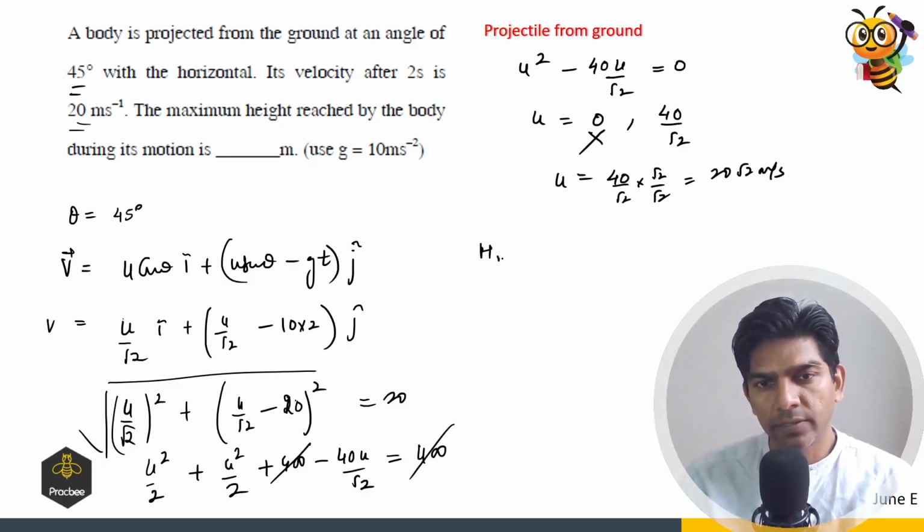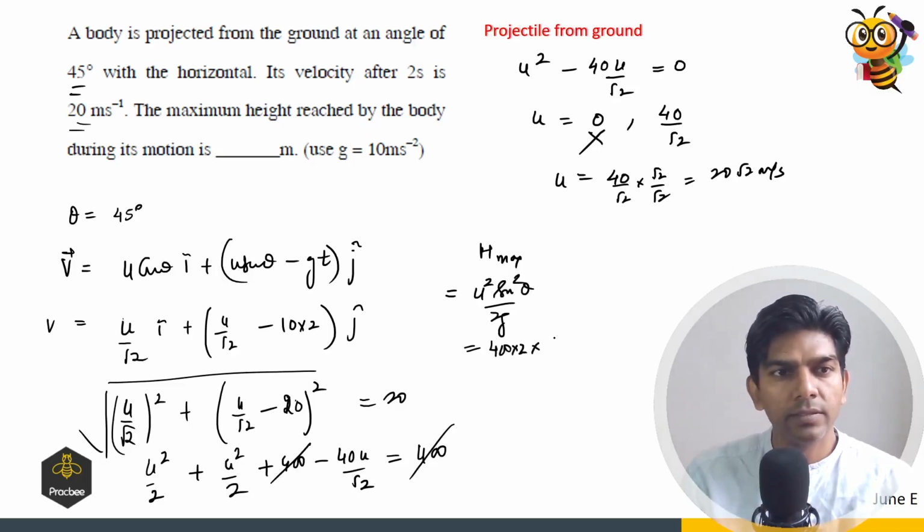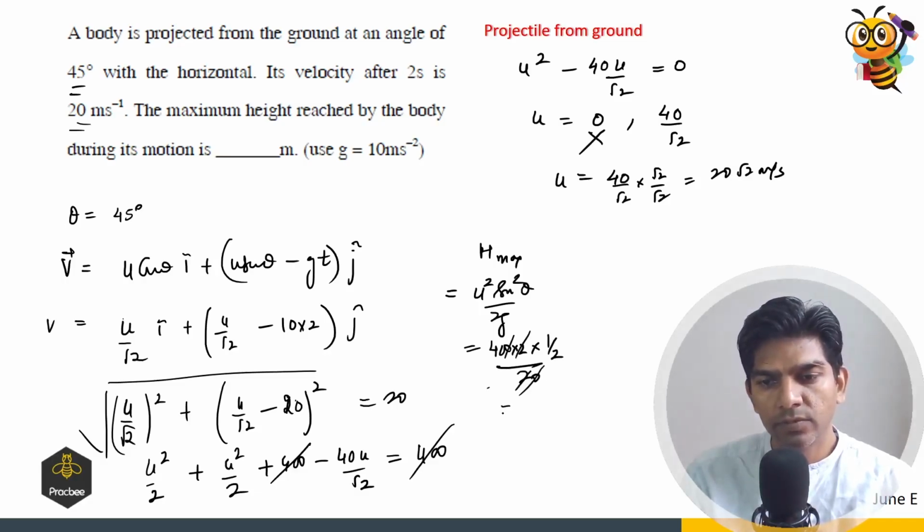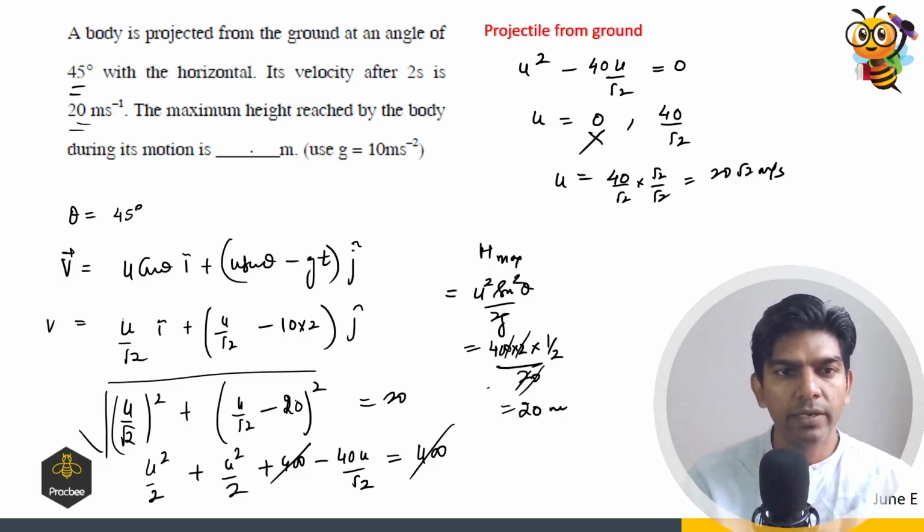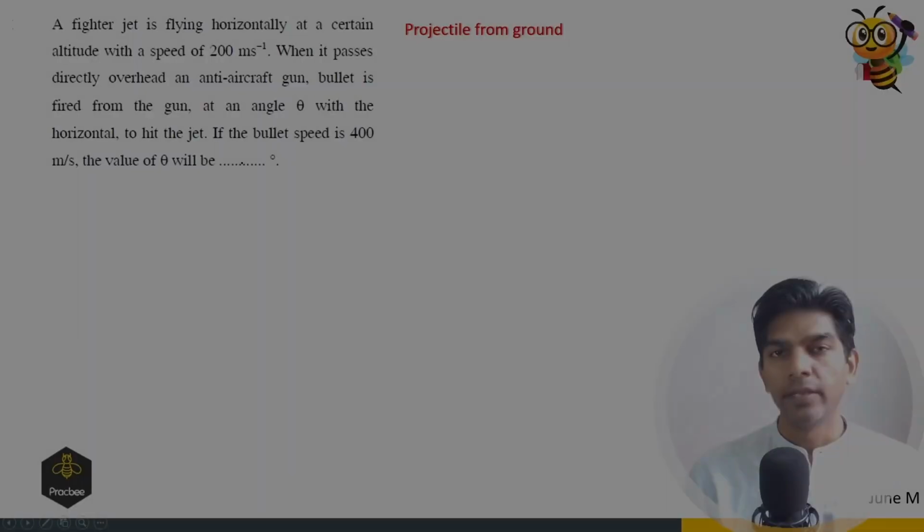So h max can be written as u square sine square theta by 2g. So u square will be 400 times 2, and sine square theta will be 1 by 2, divided by 20. So it gives us 20, right? So maximum height will be 20 meters. Now let us see this question.